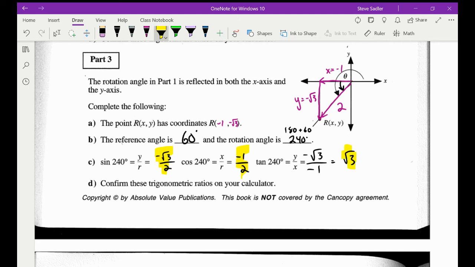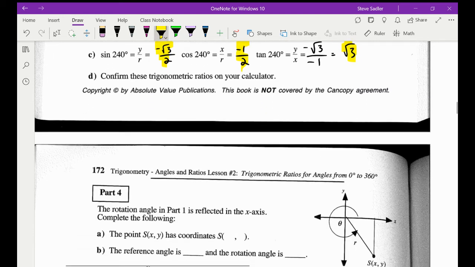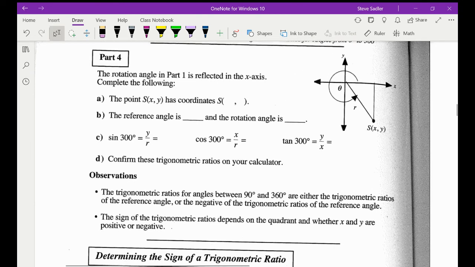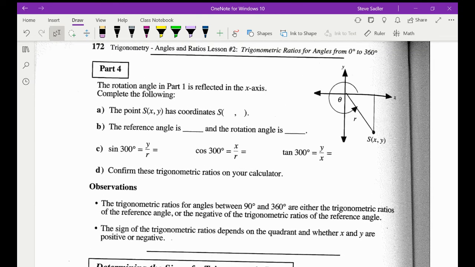There is a pattern here. We are going to look at it in 1 second here. Maybe more than that, in 3 minutes. All right.